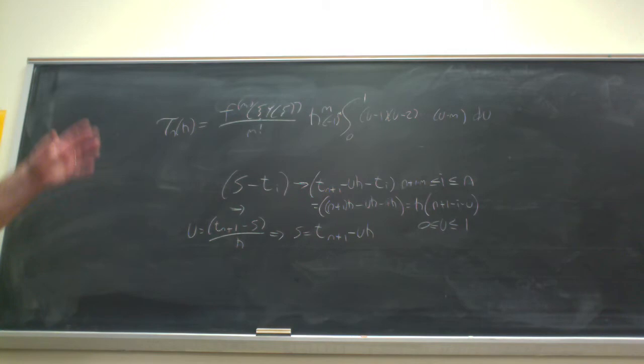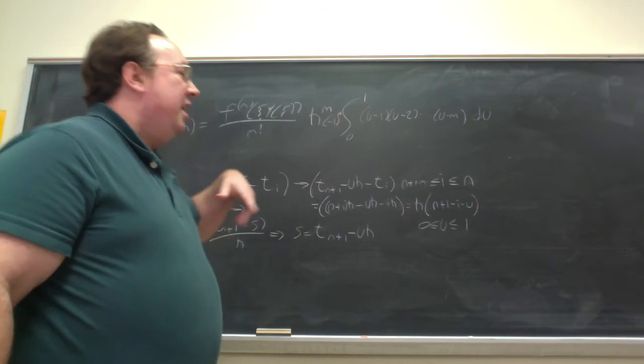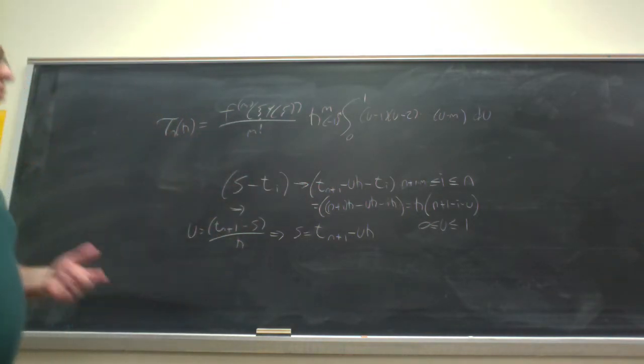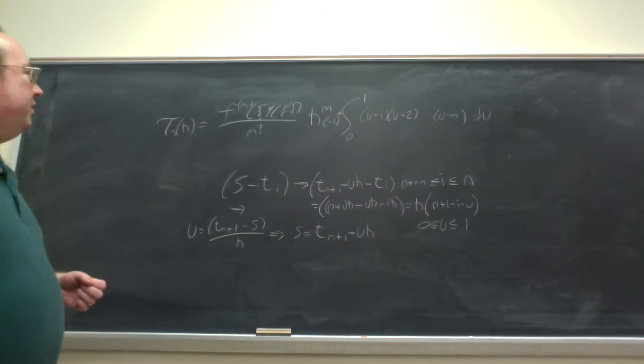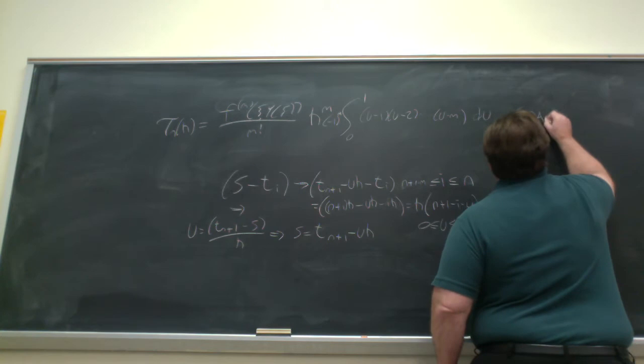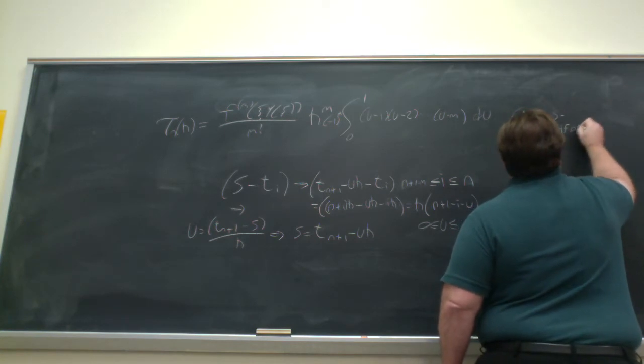Now I've glossed over some things, so I don't expect you to see every detail of how this came from the original formula. But if you work through it doing the Cal 2 manipulations, this is what would fall out. So this is the local truncation error for an explicit, or Adams-Bashforth, multi-step method.